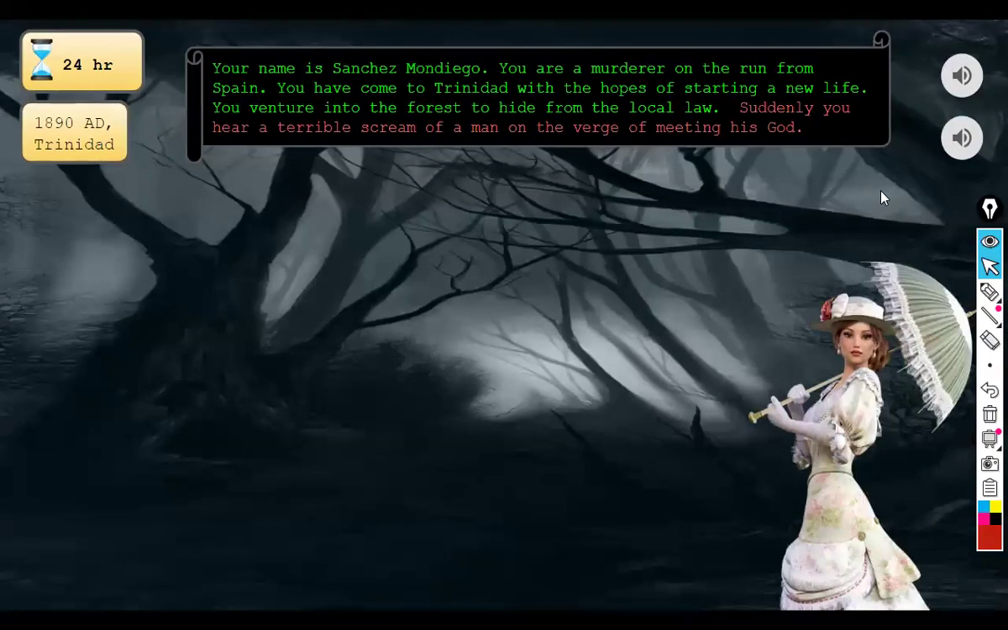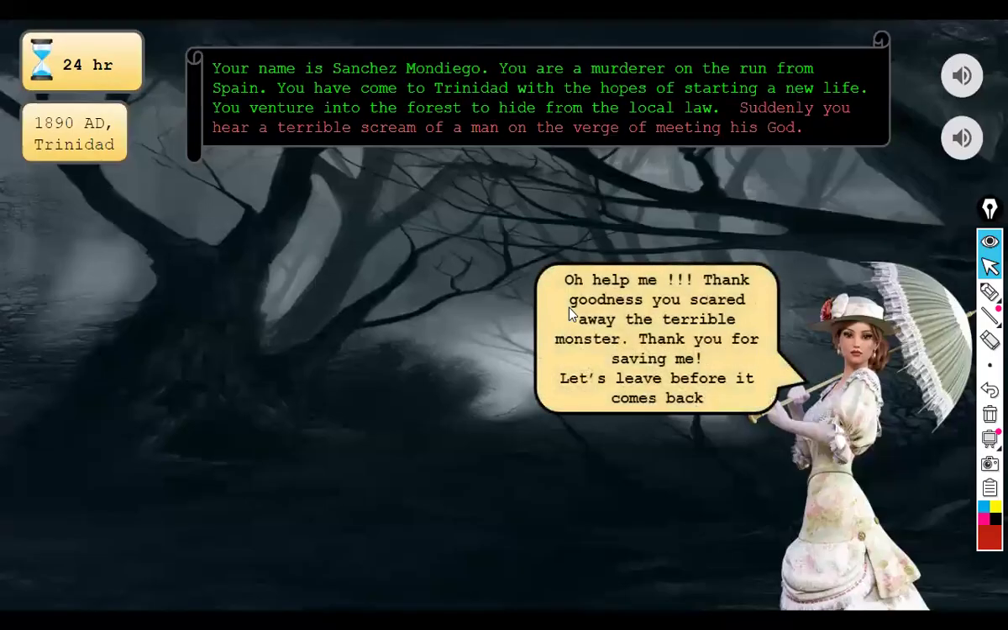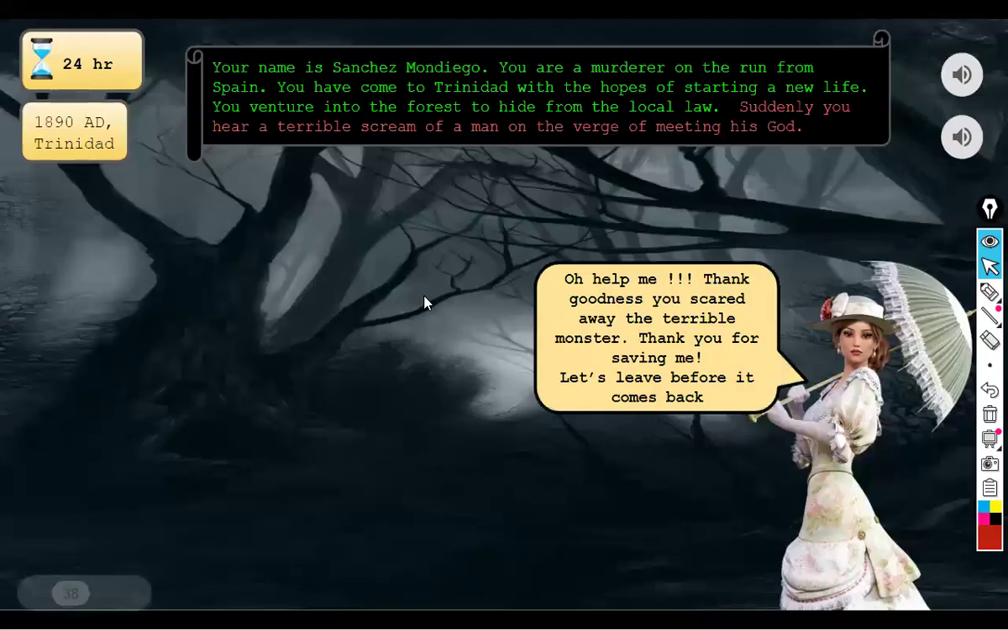But then this lady appears in this spooky forest. You all find something wrong there? Anything suspicious about that? Spooky forest, you hear a man screaming, and then a lady, well-dressed with an umbrella, shows up. And this is her story. She thanks you for saving her.